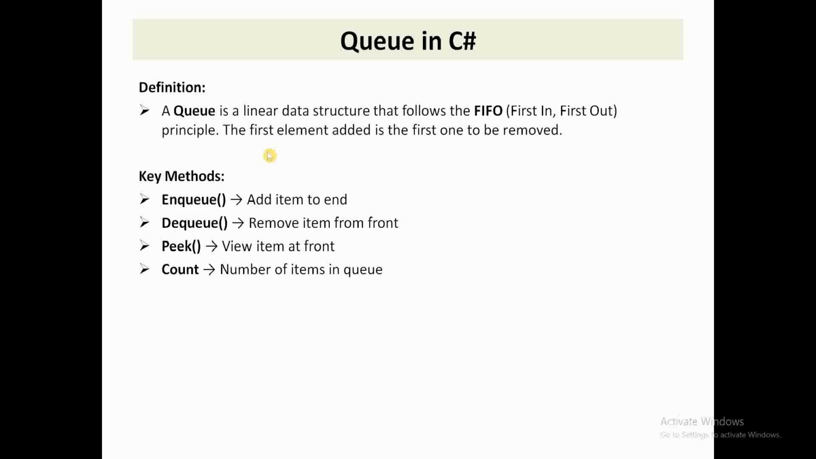Here we have some methods. If we want to add data, like push data into the queue, we can use the enqueue method. If we want to remove an element from the queue, we can use the dequeue method, which will first remove the front value. The peek method is used if we want to display the front value. And if we want to count the elements in the queue, we can use count. So queue is totally different from stack. Stack follows last in first out, but queue follows first in first out.